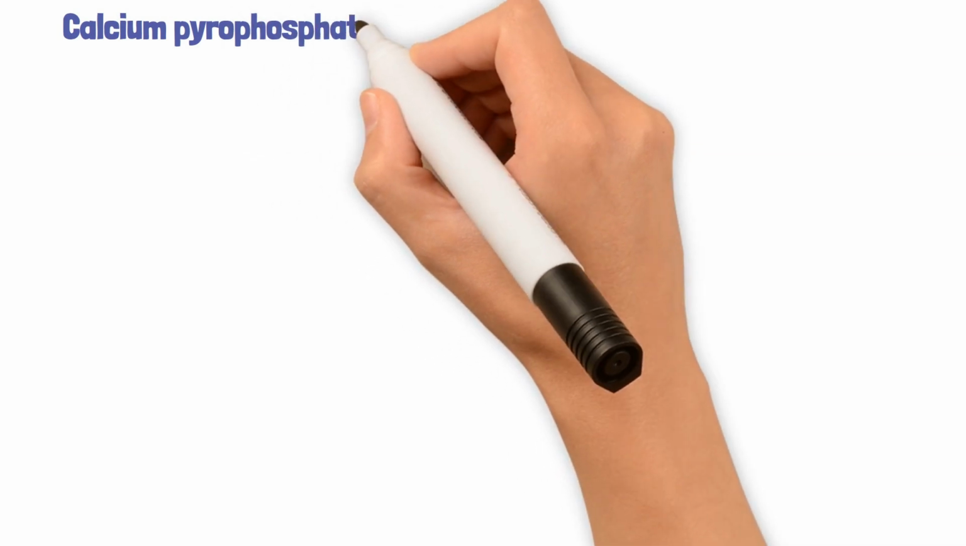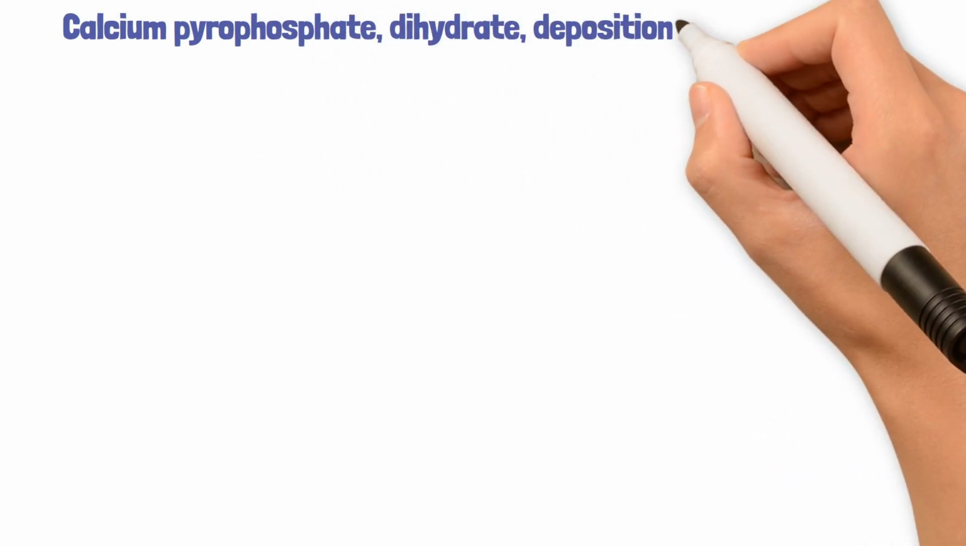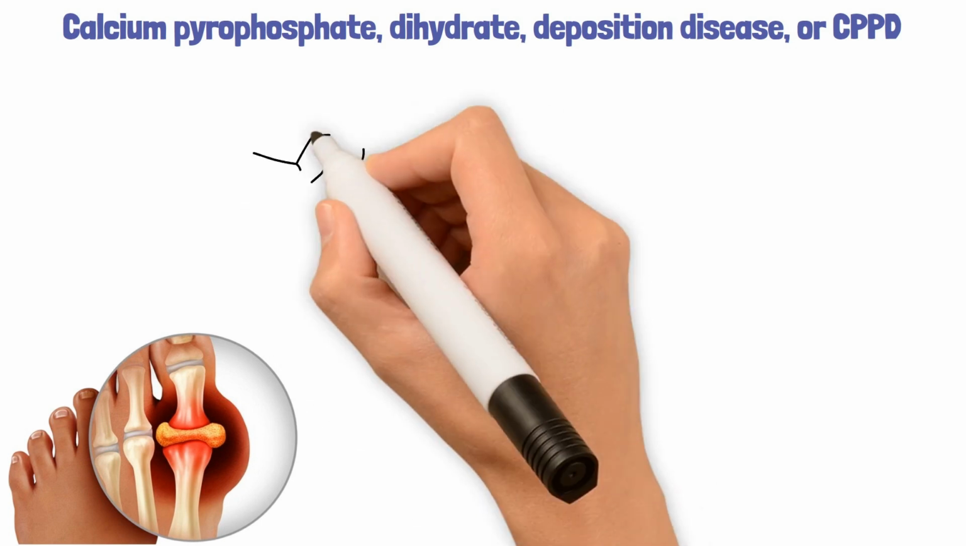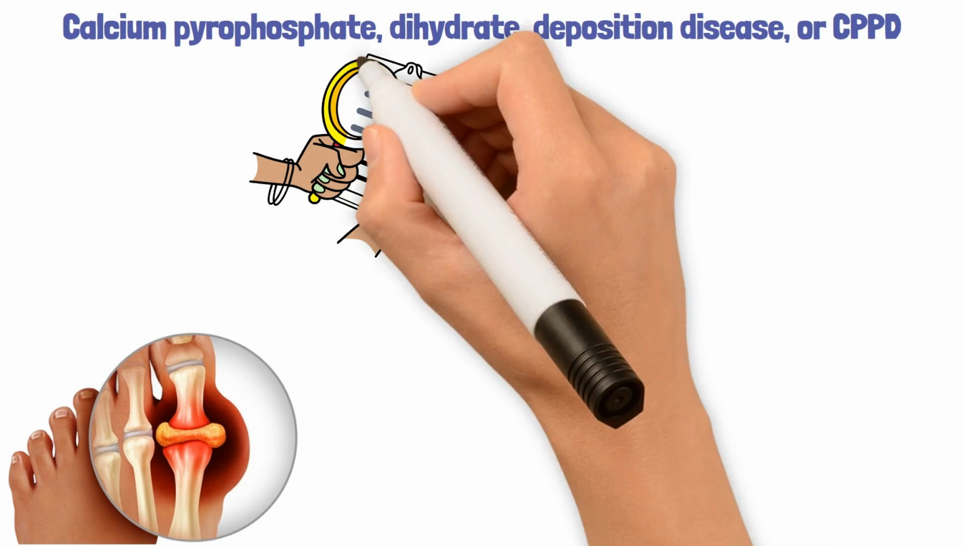Calcium pyrophosphate dihydrate deposition disease, or CPPD, is often referred to as pseudogout. It's a form of inflammatory crystal arthritis that can resemble gout. While it shares some similarities with gout, it has distinct causes and different changes on imaging studies.